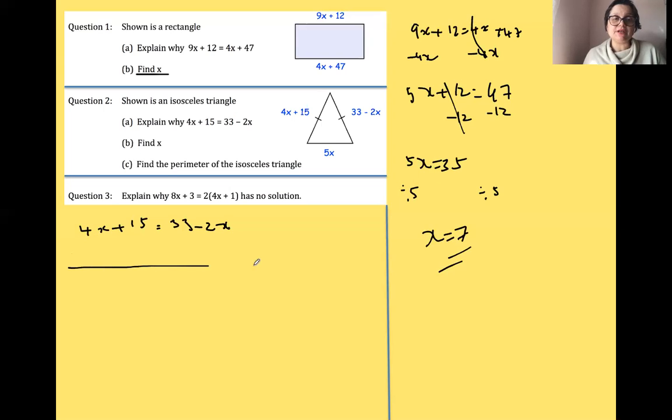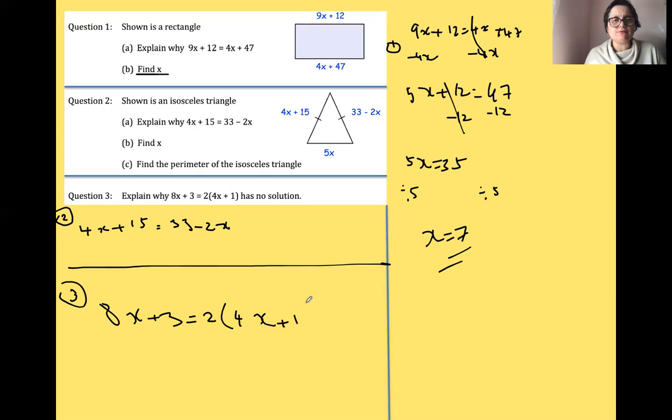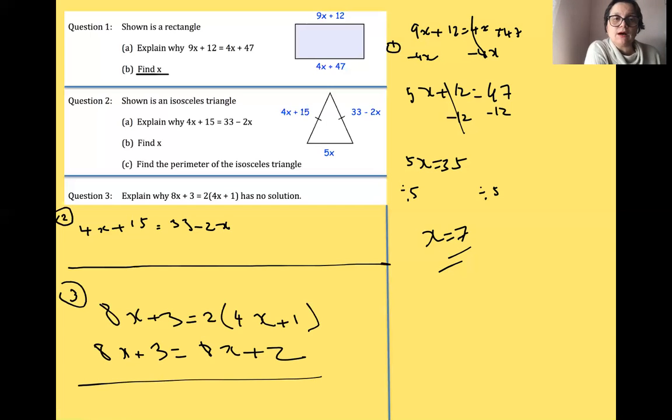Question number 3 says explain why this has no solution. Well, let's find out why this has no solution. So this one here is question 3, this one is question 2, and this one here is question 1. So 8x plus 3 equals 2 times the bracket 4x plus 1. Before you arrive at any conclusion, you have a bracket, so expand the bracket, and then take a step back and investigate what you see. So 8x plus 2.